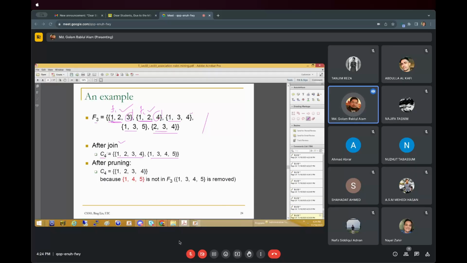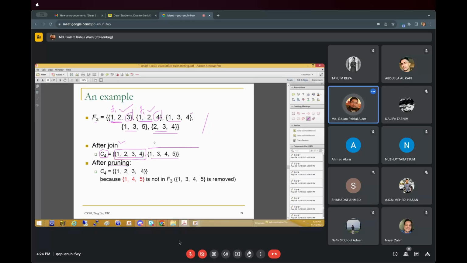Okay, so that means after joining, we will get these two candidates. So a candidate set of 4 items. Now we have to try to apply pruning.